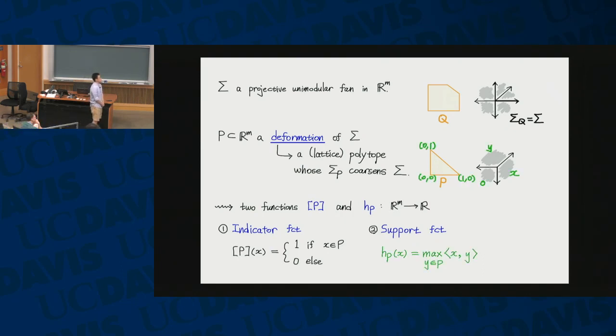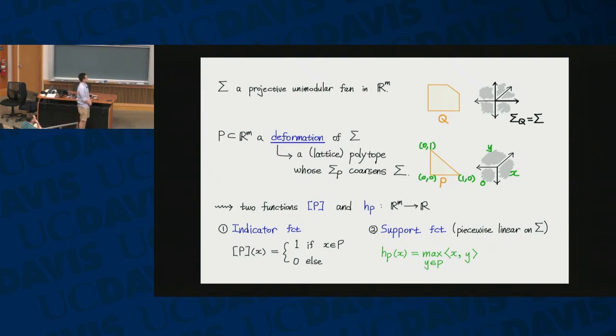Let's look at an example. Let's say I have my polytope P with these coordinates for the vertices. Then the support function in this case is the function x in this region, the function y in that region, and constantly 0 in that region. In this example, and in general, this is a piecewise linear function on the fan sigma. So these are two distinguished functions you can create given a deformation, or a polytope of a fan.